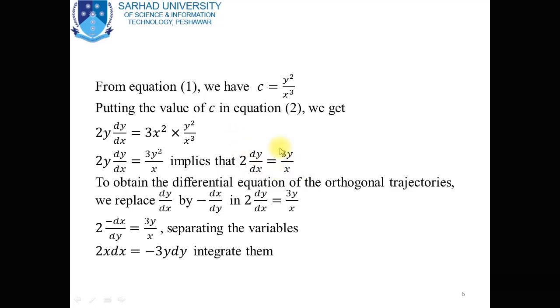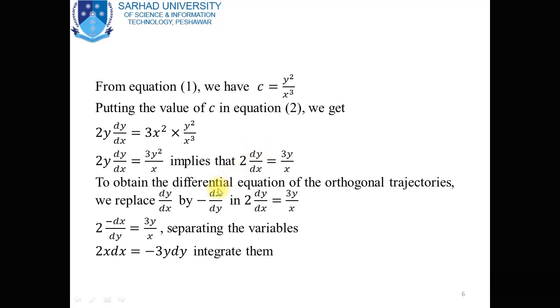Now we are trying to solve this differential equation. How to solve it? Dear students, note that this differential equation can be easily solved by separation of variables, but we want to find the differential equation of the required orthogonal trajectory. We do not need to solve this differential equation actually. First of all, find the differential equation of the required orthogonal trajectory, and then we will solve that differential equation by any method.